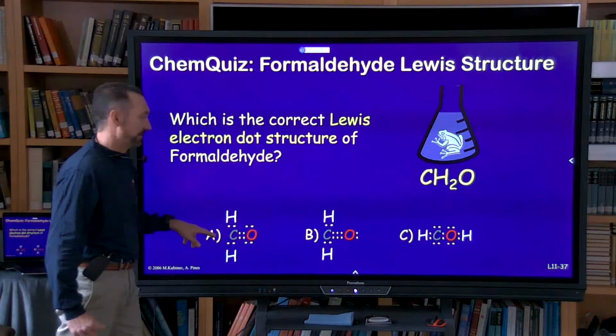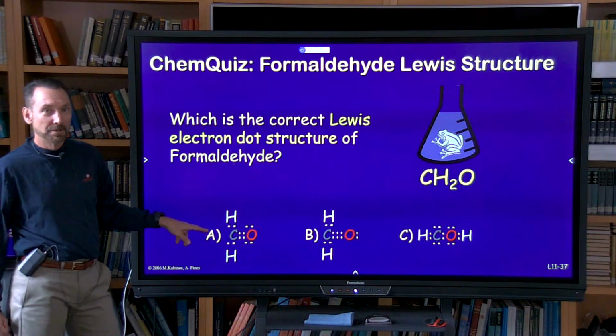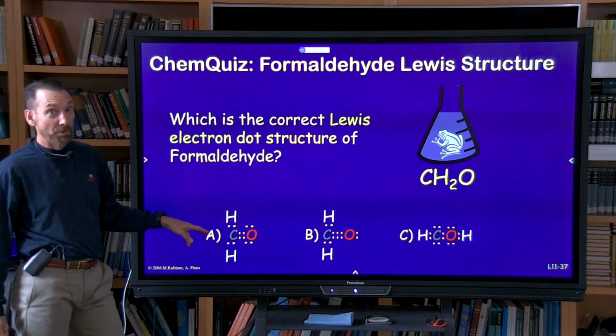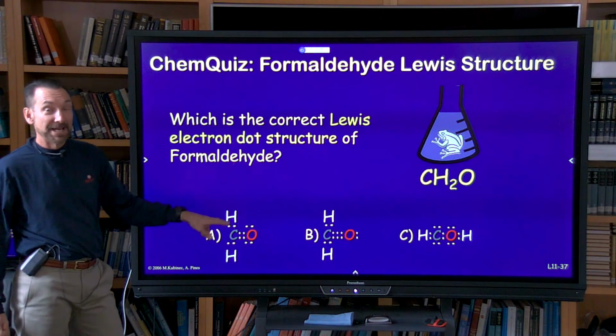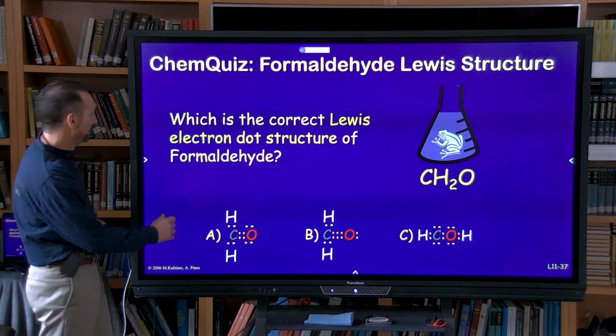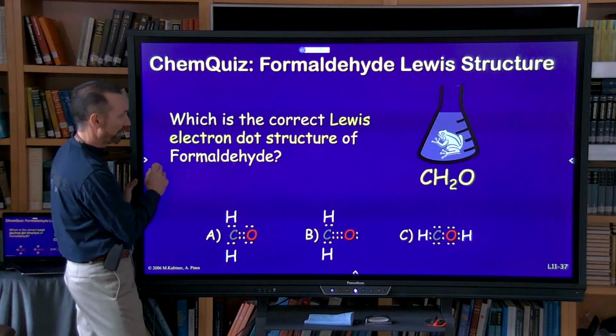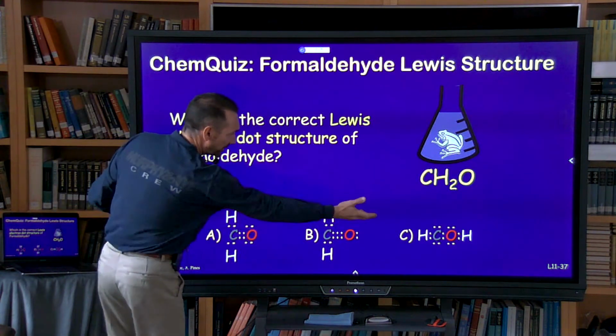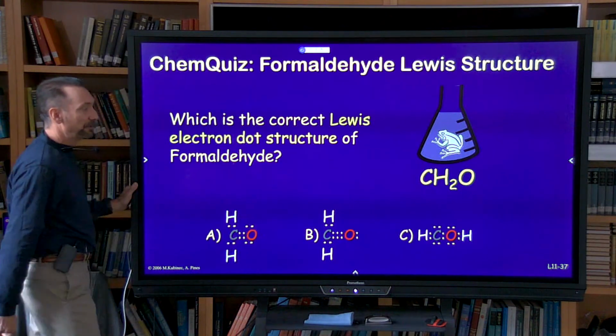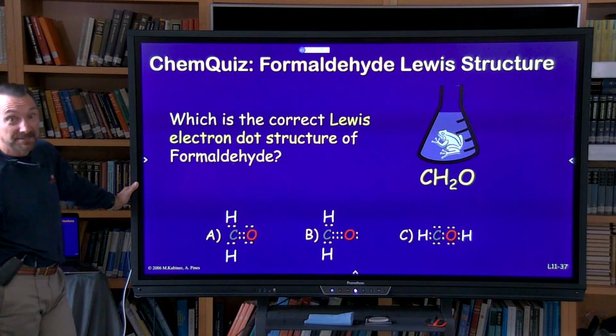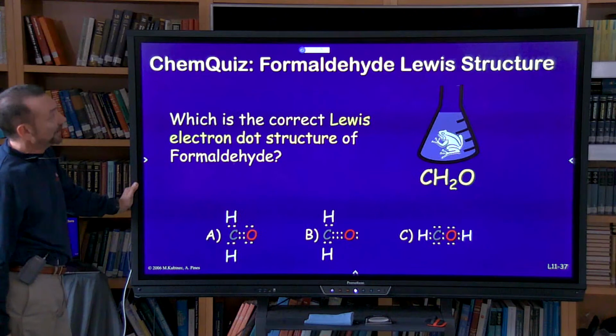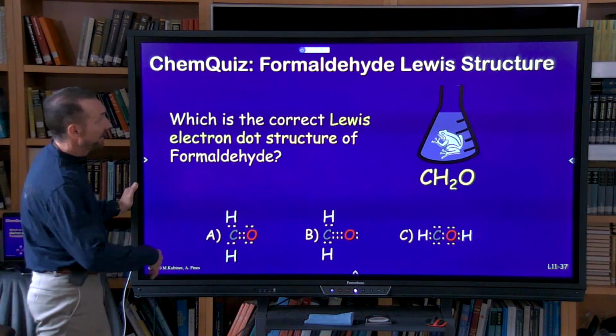All of these are CH2O. That means they're isomers, same number and kinds of atoms, but different configurations. They're isomers. Which isomer and which Lewis dot structure is the best, in your humble opinions, for that?